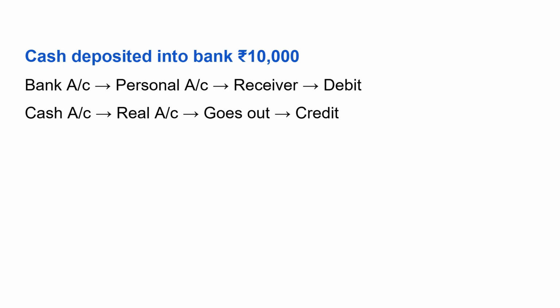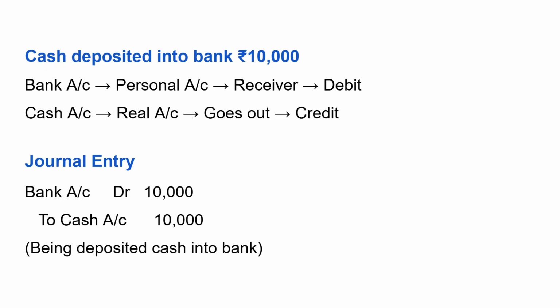And the journal entry is bank account debit 10,000 rupees to cash account 10,000 rupees. And the narration is being deposited cash into bank. This is not an income. Money is moving from one form to another. Cash decreases and bank increases. If you understood these 10 entries clearly, journal entries will never scare you.